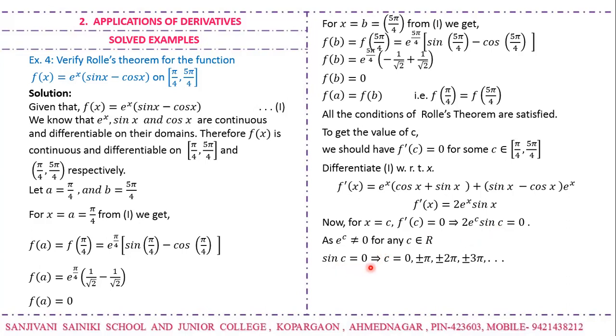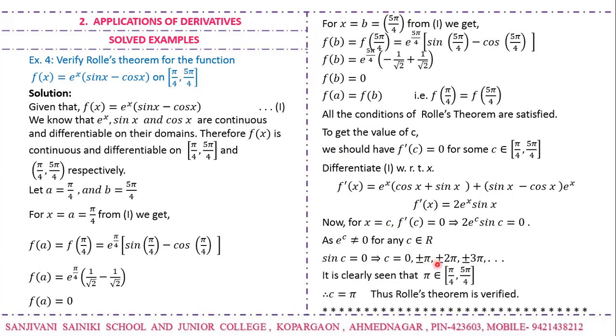Now sin c is equal to 0 implies c must be equal to 0, plus minus pi, plus minus 2 pi, plus minus 3 pi, plus minus 4 pi and so on, because sin c is 0 when the angle is an integral multiple of pi. This is the solution set. But out of which we must have the point which lies in this interval. Which lies in that interval? Only pi lies in that interval. So c is equal to pi is the solution, and thus Rolle's theorem is verified.